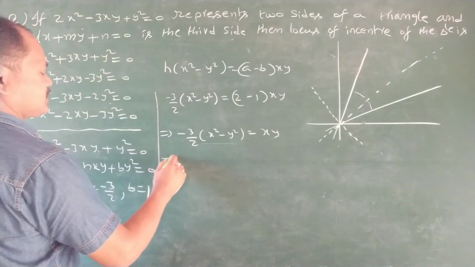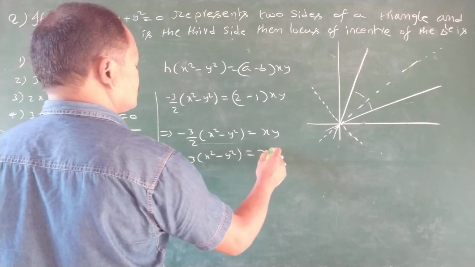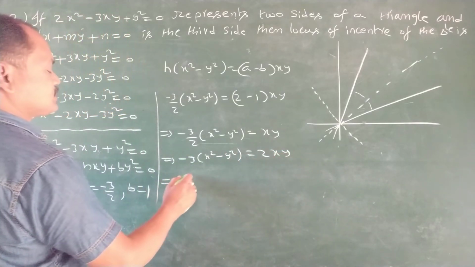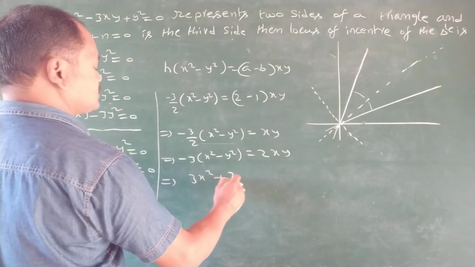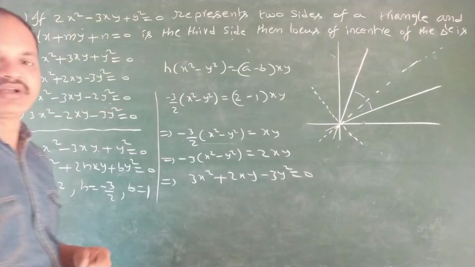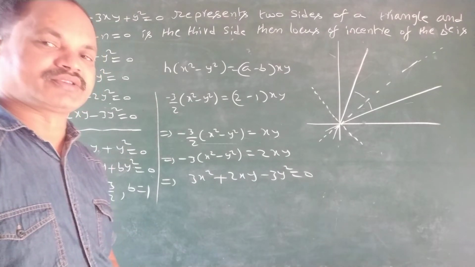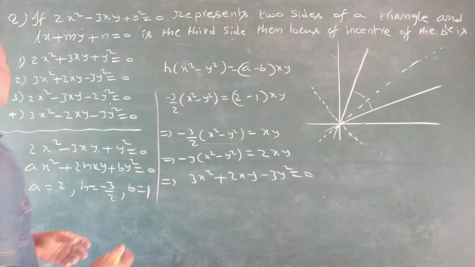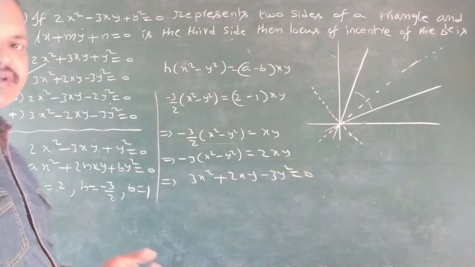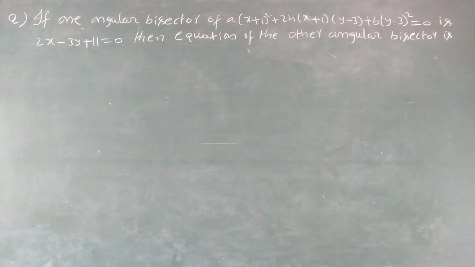By cross multiplication, minus 3 times of x square minus y square is equal to 2xy. Now from this, 3x square plus 2xy minus 3y square is equal to 0 is the required pair of lines equation. This is called the locus of incenter. That's why this is the second option. That's all. Now we are going to one more question, depending upon this concept.